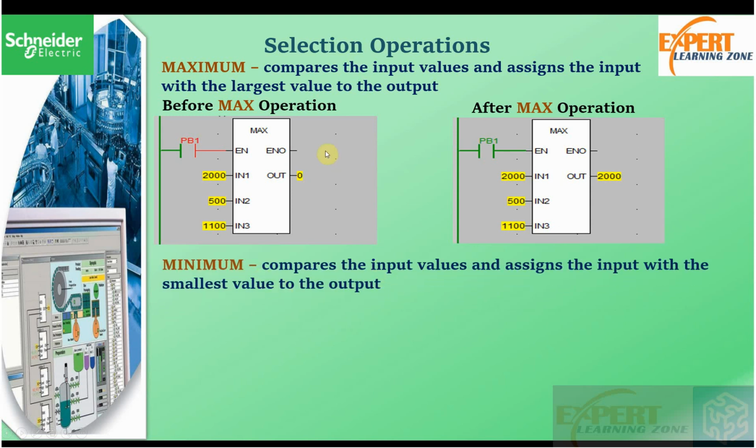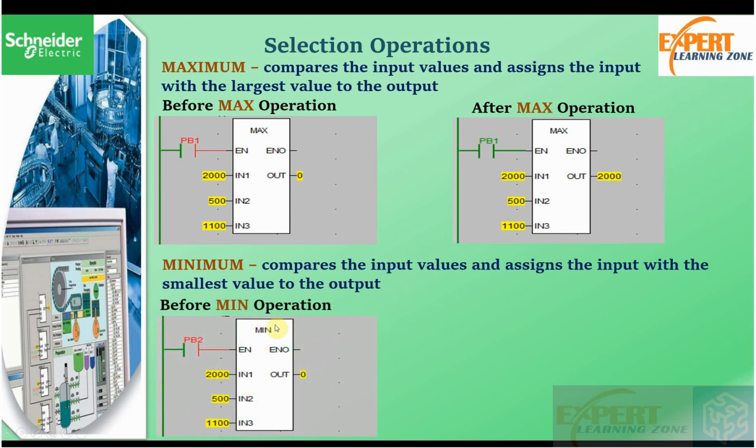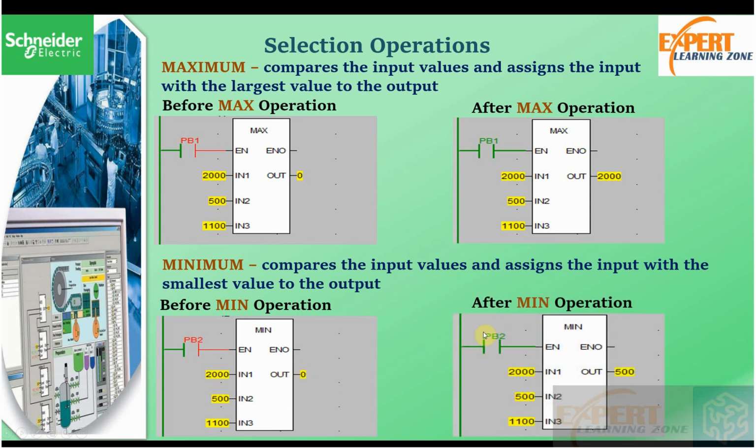So the minimum is the direct opposite of the maximum. It compares the input values and assigns the least to the output. Okay, so when the block is not activated, the output takes its 0 value. Okay, so the 0 value is 0, that's why it's 0 here. When we activate it now, you can see the switch has gone high. Now the minimum value, which is 500, has been moved to the output. Okay, as simple as that.